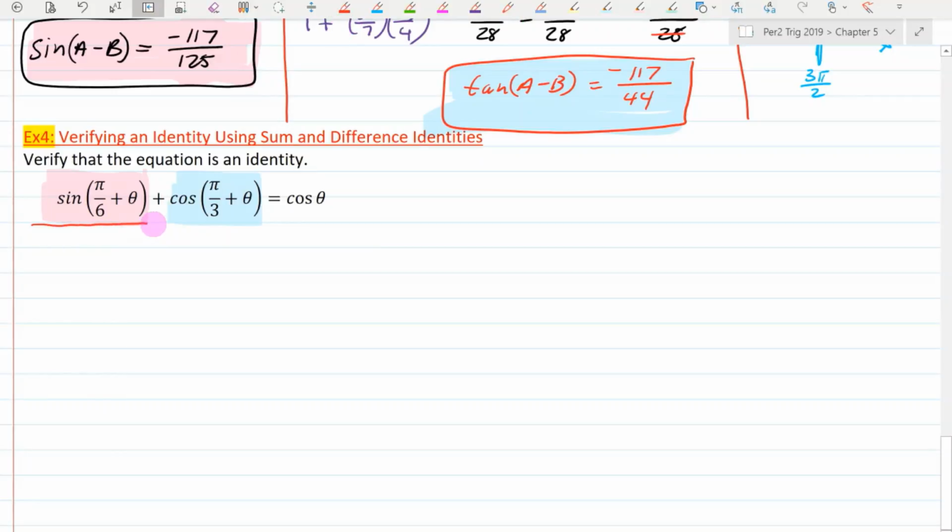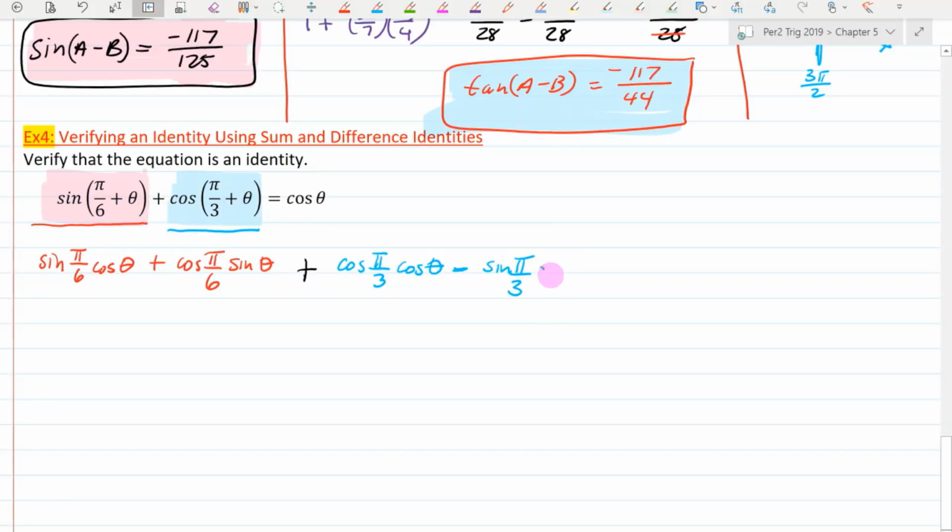All right, I'll do this in red. So this will be sine of pi over 6 cosine theta plus cosine of pi over 6 sine theta plus, then we're going to do this part. This is the cosine identity, so hopefully you remember what that is. Cosine of pi over 3 cosine theta, and then because that's a plus, this will be a minus sine of pi over 3.